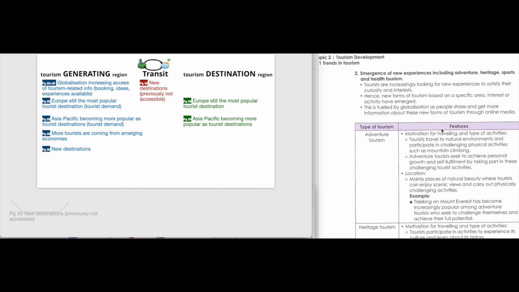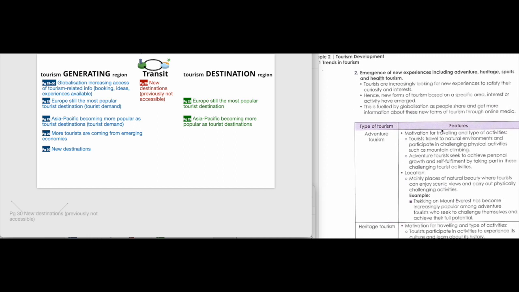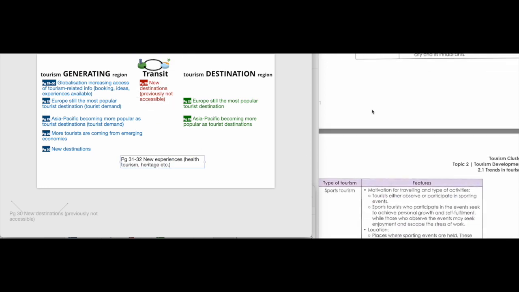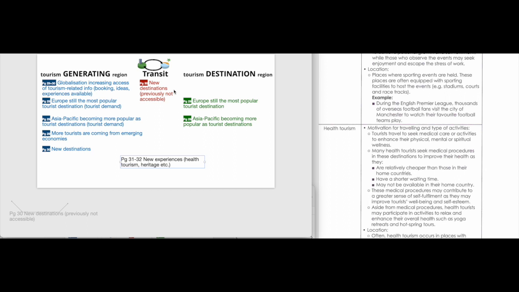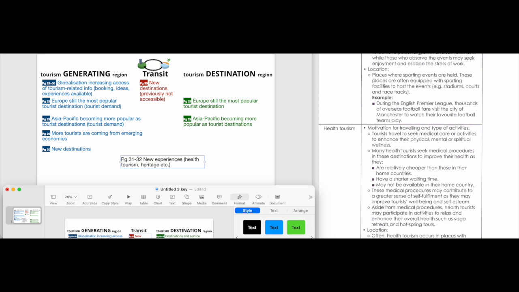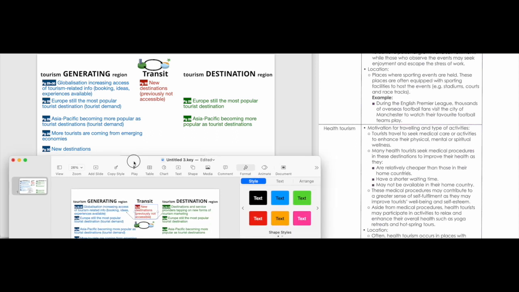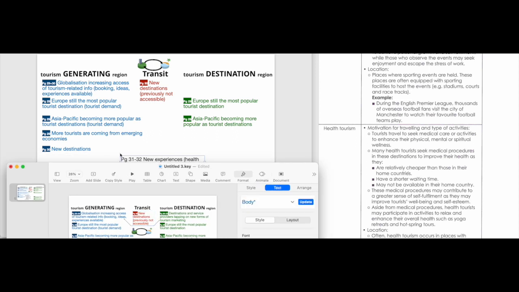How about emergence of new experiences? Emergence of new experiences. Where do I classify them? Page 31 to 32. So you learn all these new experiences. Where do I classify them? Okay, so it makes sense to classify them as something that is there because of TGR.